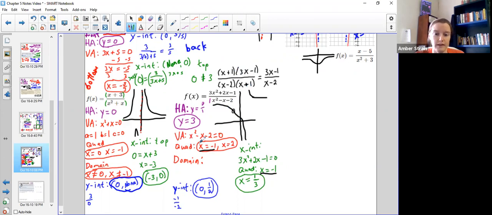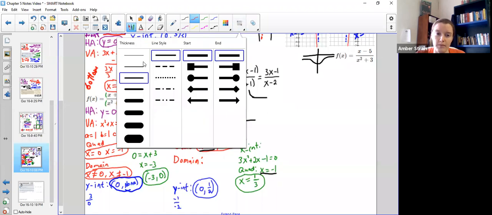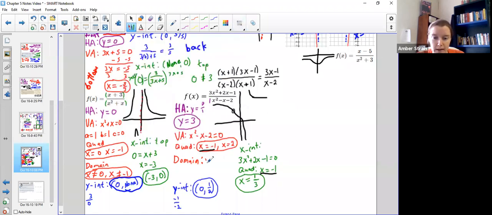So this is the right answer for asymptotes. Wait, no, it's not the right answer for asymptotes. This is the right answer, got them backwards, for the domain. Because no matter what, I cannot use the value of -1 or 2. They're out, they're against the rules. But this one right here is not a vertical asymptote. You can see it from the picture, okay?